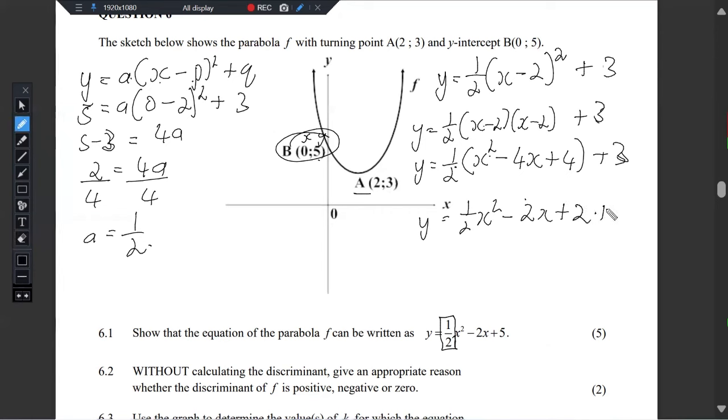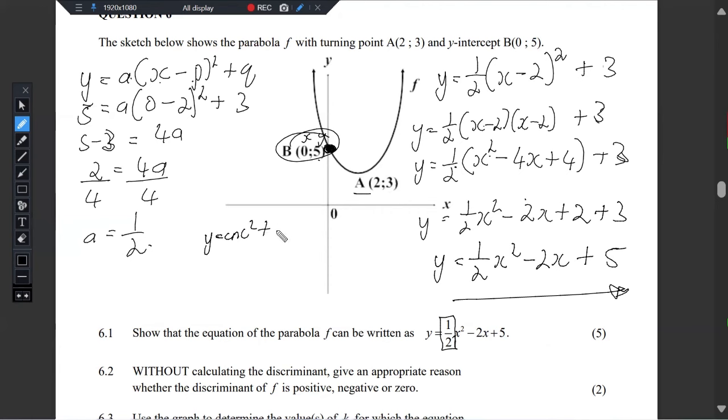So it's 2 plus 3. Excuse me for that. Then half x squared minus 2x plus 5. Right. So there we go. So we can also see that the y-intercept is being well represented there. Remember, whenever you have y equals ax squared plus bx plus c, the c here should represent the y-intercept. So you should always check if you find the same value here.